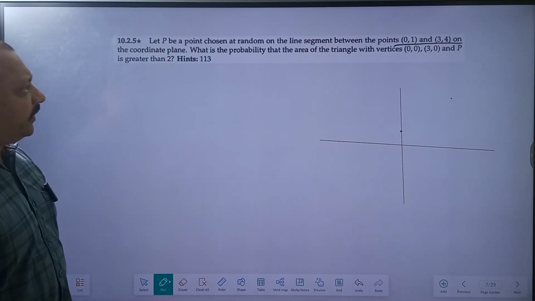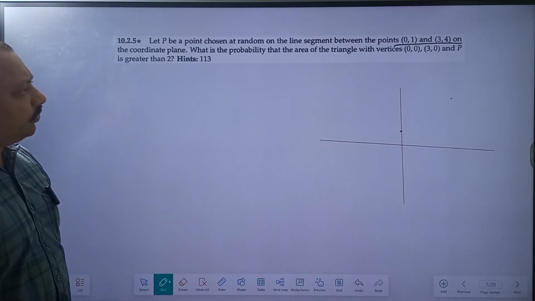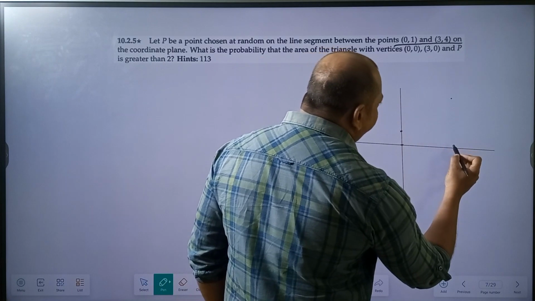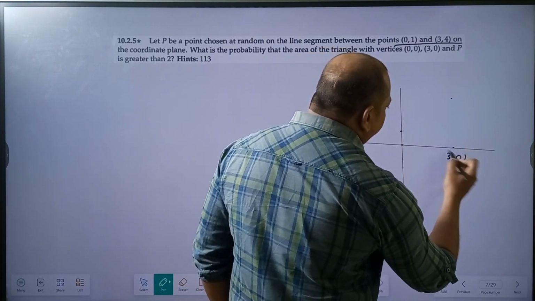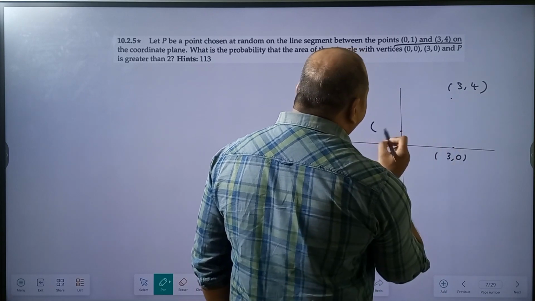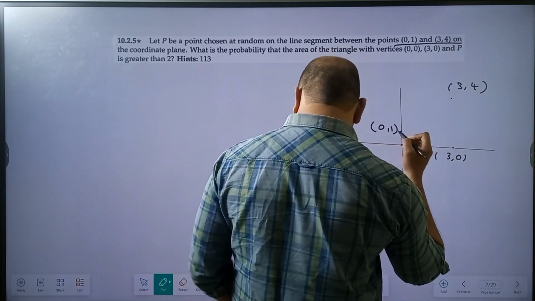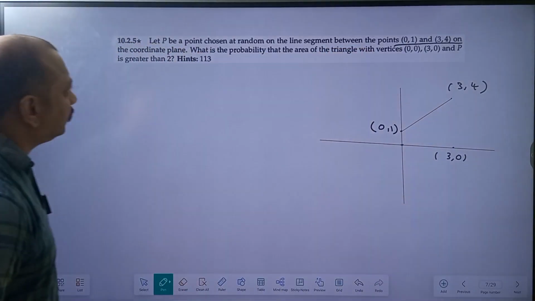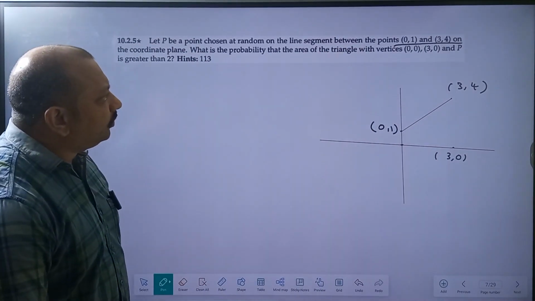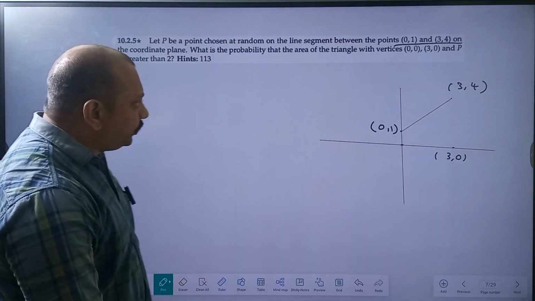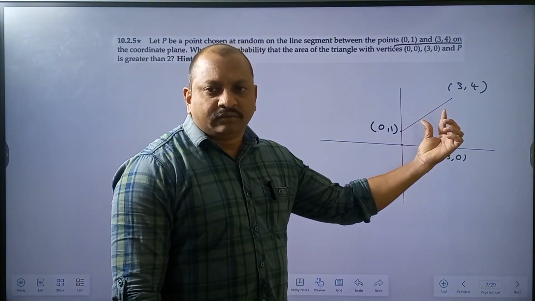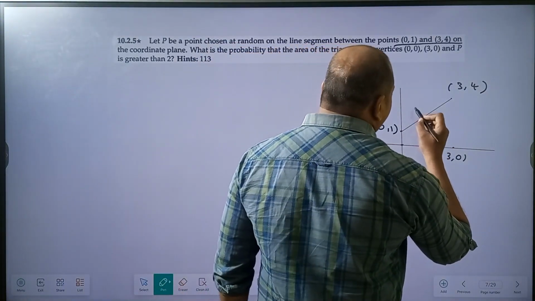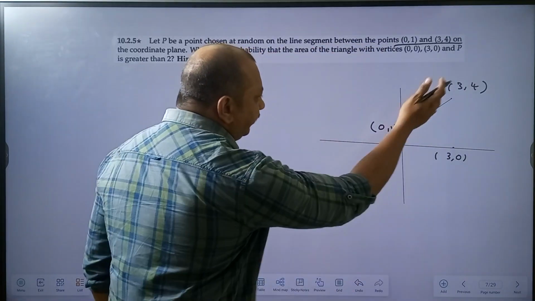What is the probability that the area of the triangle with the vertices 0, 0, 3, 0 and P is greater than 2? 0, 0 means origin, right? And 3, 0 is somewhere here. This is your 3, 4, and this is your 0, 1. This is the corresponding line. P is a point on this line. Let it be some x, y. Quickly, the line equation.